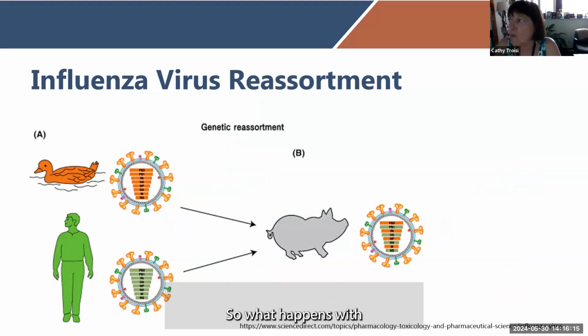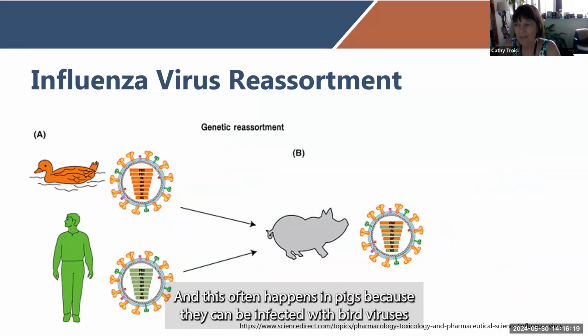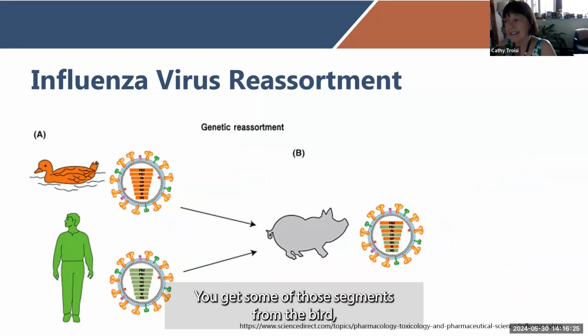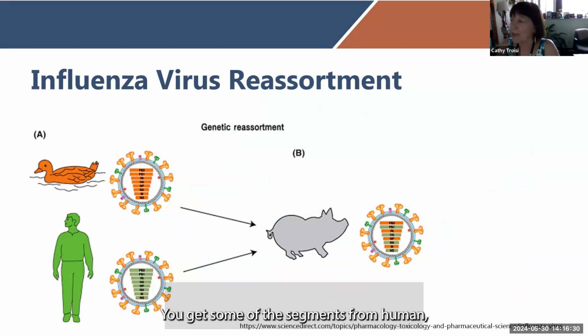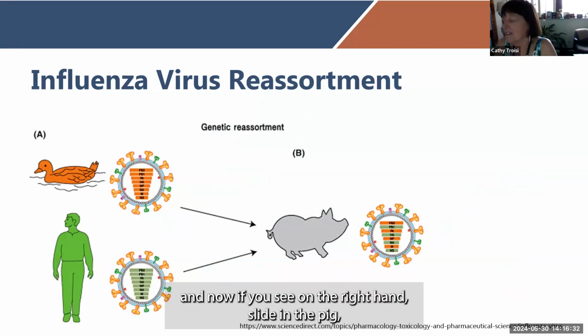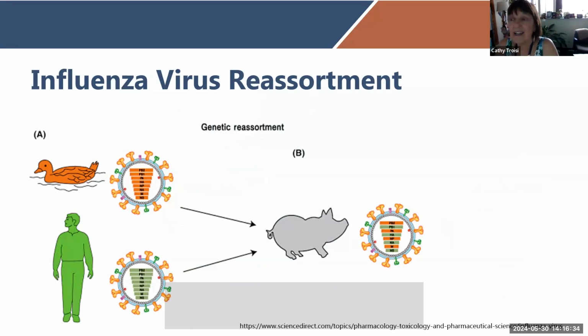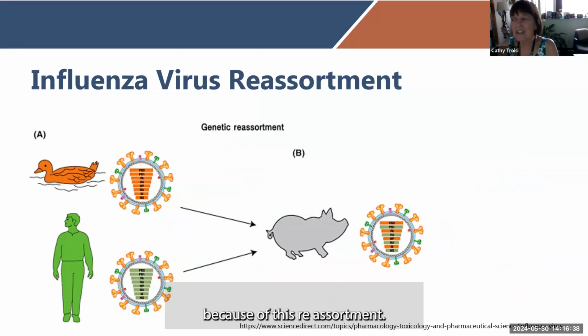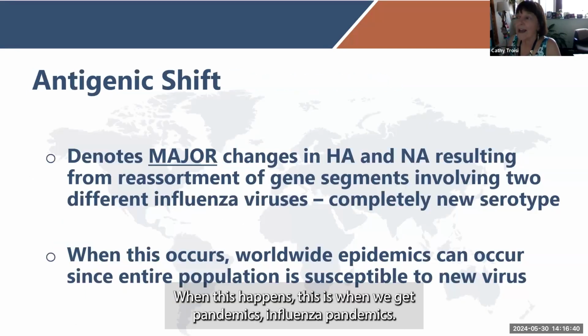So what happens with reassortment is you get some segments, and this often happens in pigs because they can be infected with bird viruses and with human viruses. You get some of those segments from the bird, you get some of the segments from human, and now if you see on the right-hand slide, in the pig, you've got a completely new virus, hasn't been seen before because of this reassortment. When this happens, this is when we get pandemics, influenza pandemics.